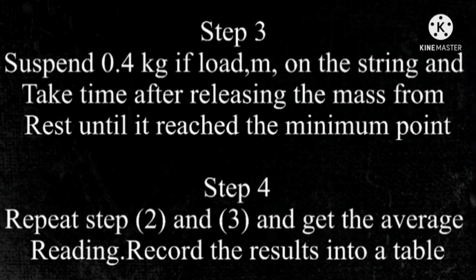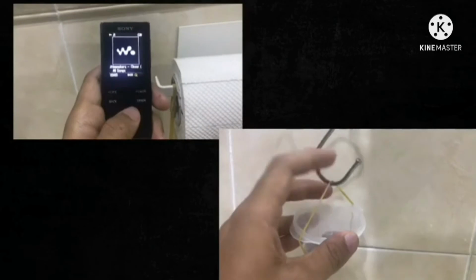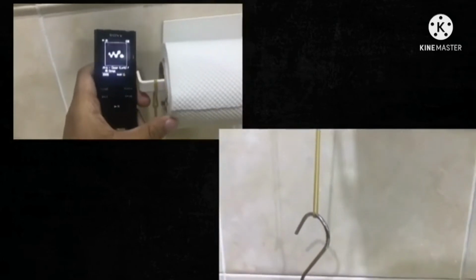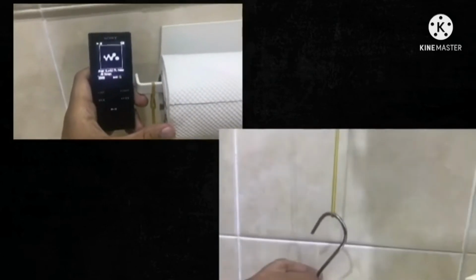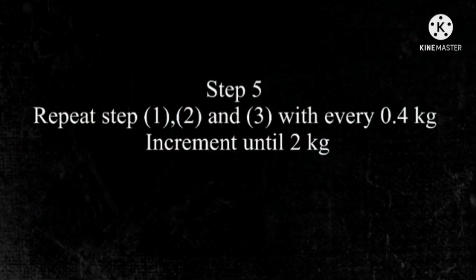Suspend 0.4 kg of load on the string, and take the time after releasing the mass from rest until it reaches the minimum point. Then repeat step 2 and step 3 using the same procedure. For step 5, repeat steps 1, 2 and 3 with every 0.4 kg increment up to 2 kg.